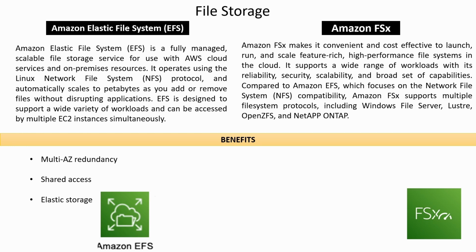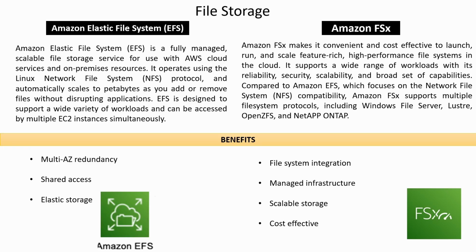Compared to Amazon EFS, which focuses on Network File System compatibility, Amazon FSx supports multiple file system protocols including Windows File Server, Lustre, OpenZFS, and NetApp ONTAP. Amazon FSx is built on the latest AWS compute, networking, and disk technologies to provide high performance and lower total cost of ownership. As a fully managed service, it handles hardware provisioning, patching, and backups. Amazon FSx benefits include file system integration, managed infrastructure, scalable storage, and cost effectiveness.